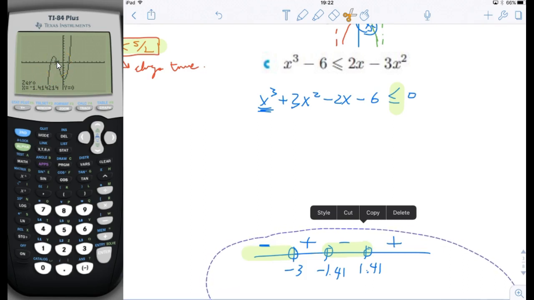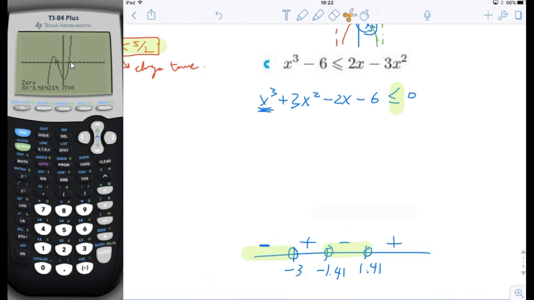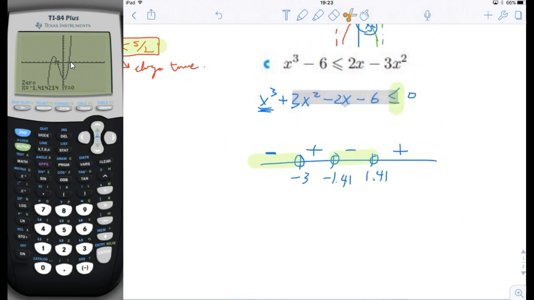Not coincidentally, the square root of 2 is 1.41. And then finally we do the last one also. It turns out this last one is positive 1.41. So now I'm going to show you what the sign diagram looks like. It looks like this. So I got my values negative 3, negative 1.41, and 1.41 from the graph.